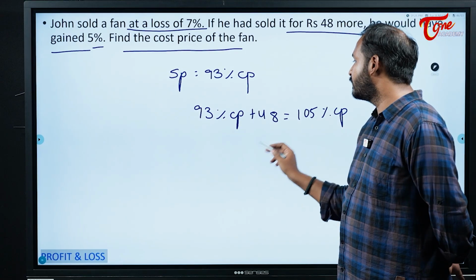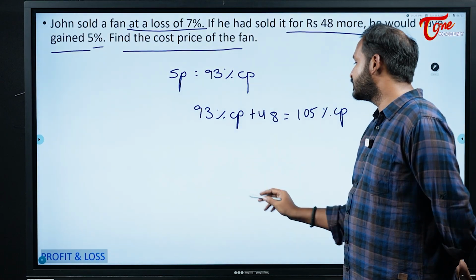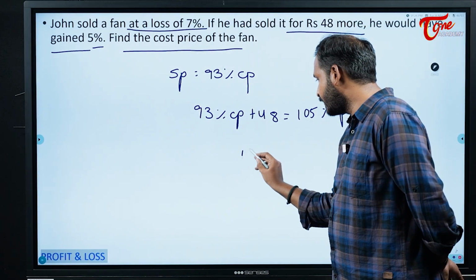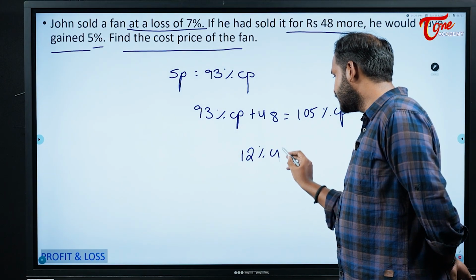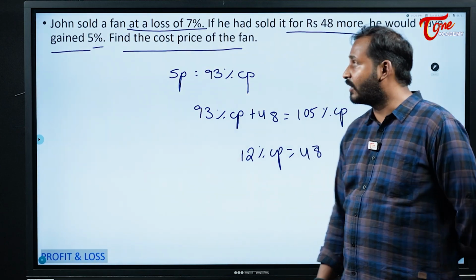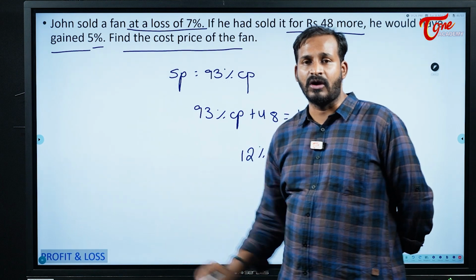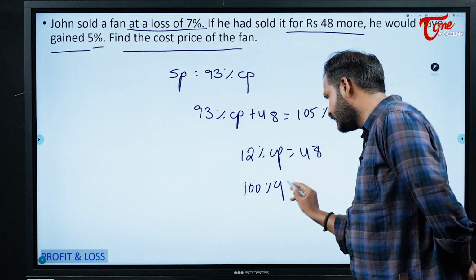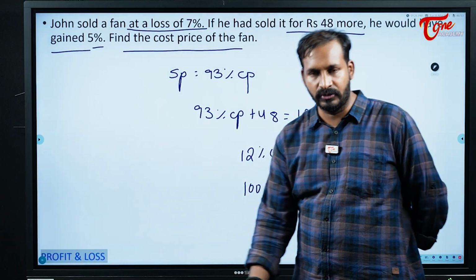Now please solve this one. If I send this 93% to this side, it will become 105 minus 93. That is 12% of CP is equal to 48 rupees. They are asking us to find the cost price. Cost price means 100% of CP. CP or 100% of CP both are same.